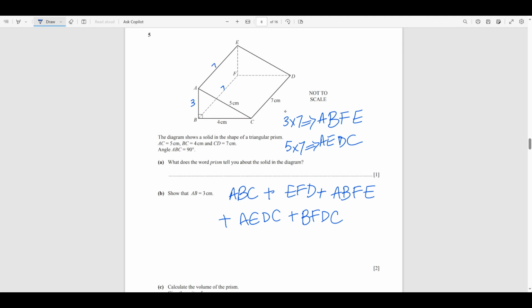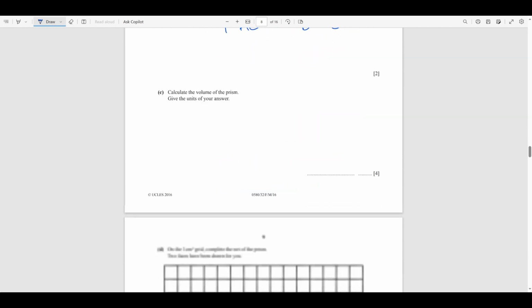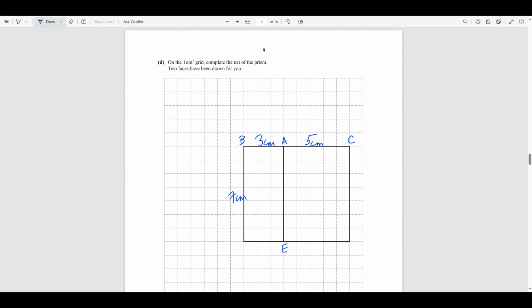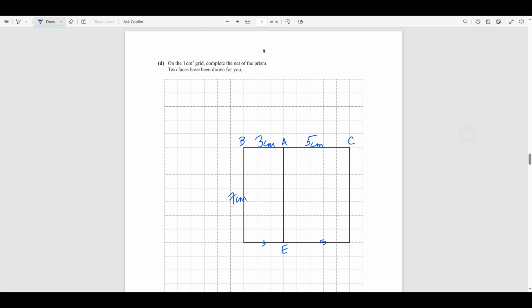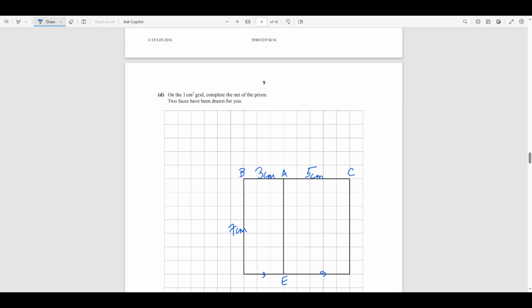This is 4, this also is 4, this is 3. I'm just trying to label everything so it's easier for you to see, right? Okay, and then we have, I think, E at the bottom. Yeah, so this is also 3 and then this is 5. So we need to see what E is.